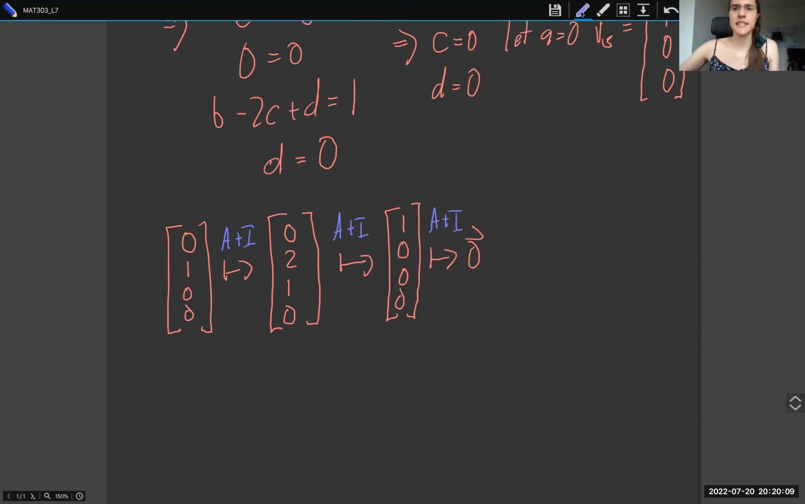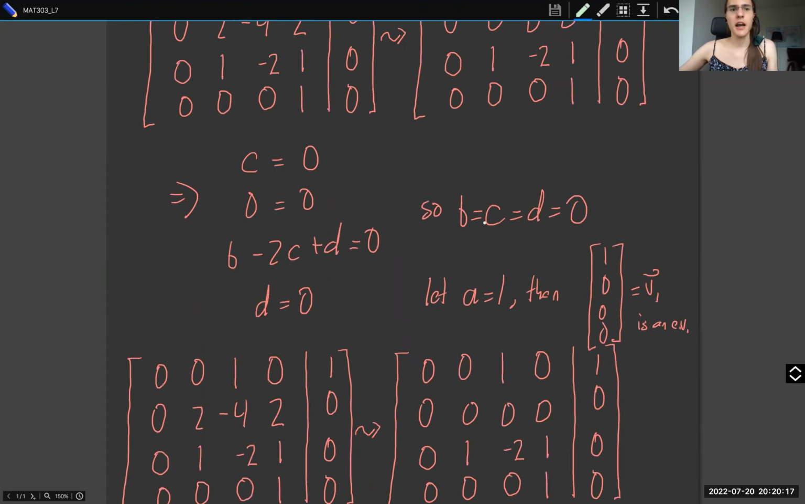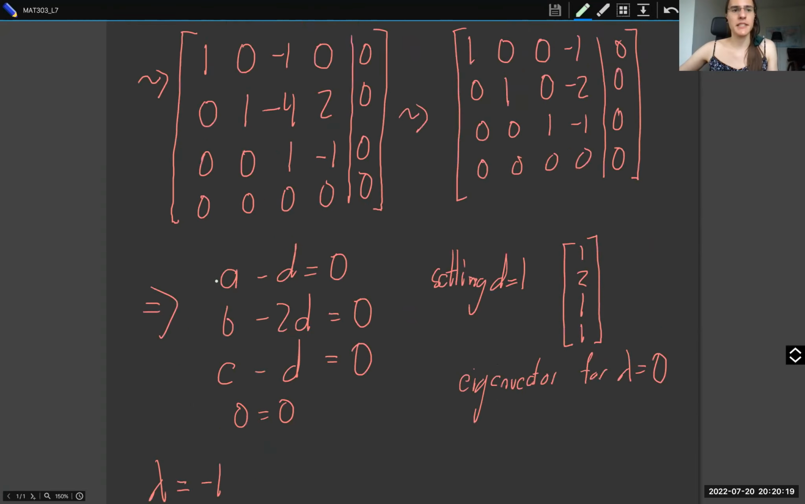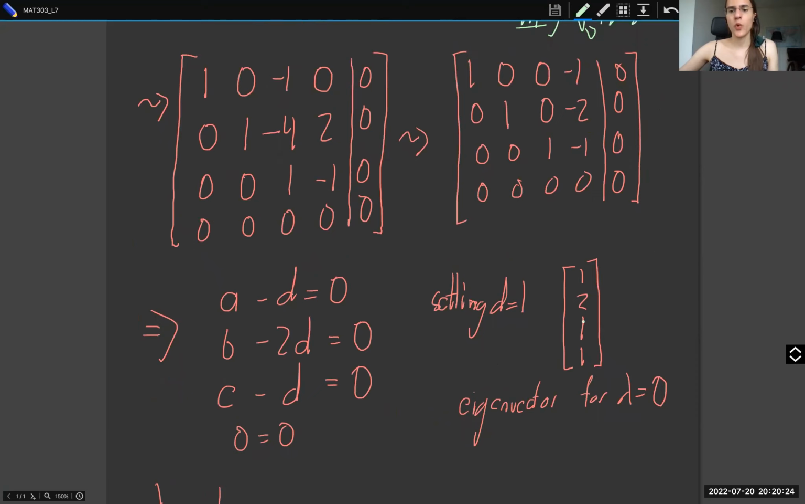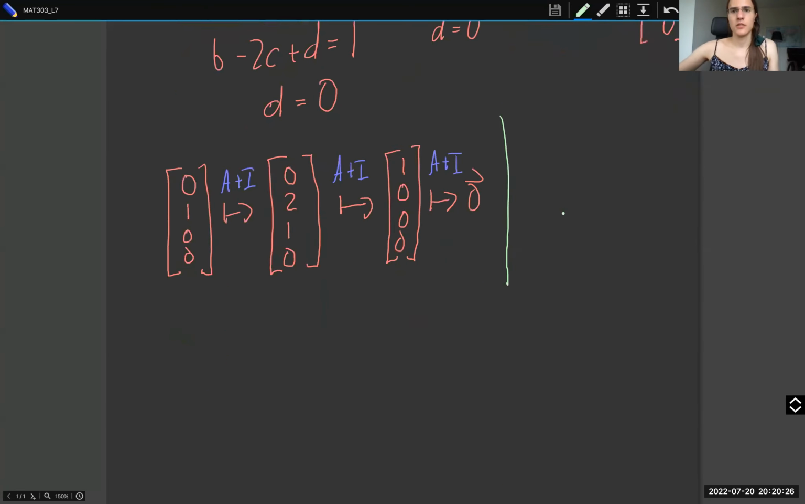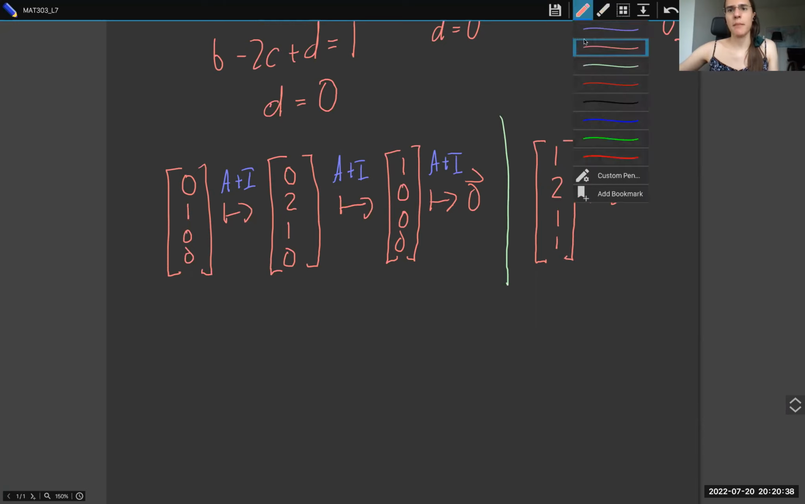And then I guess separately, we can consider the case lambda is equal to 0, just to write out all of the data in one place. For lambda equal to 0, we had 1, 2, 1, 1. And that gets sent by A minus 0I, so just by A, to 0.